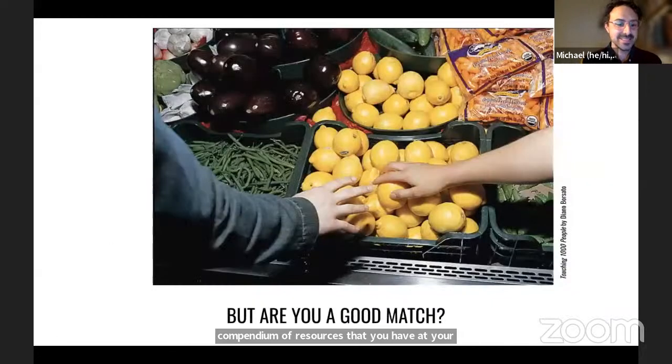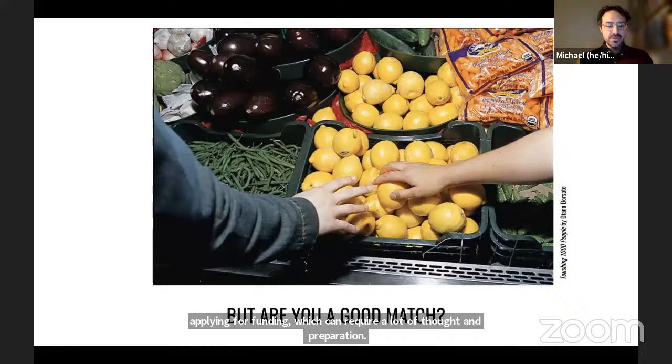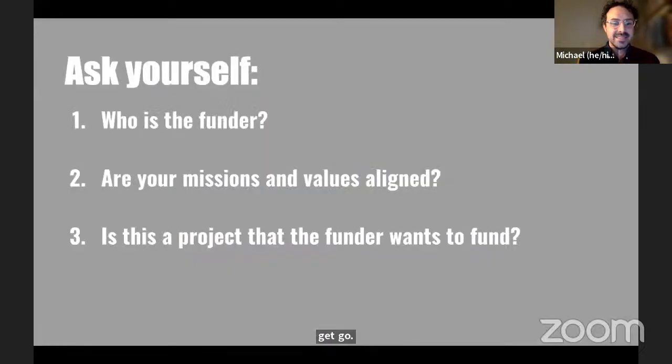Next slide, please. But are you a good match? As I've already said, your time is valuable. So before you start the process of applying for funding, which can require a lot of thought and preparation, it's essential to determine if you and the funder are a good match from the get-go. Next slide. Some questions to ask yourselves as you scrutinize funding opportunities.